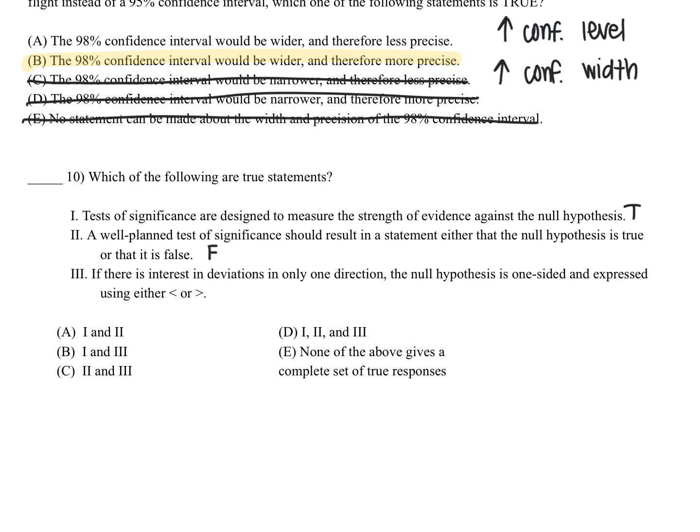There is a typo in statement 3. This should say alternative hypothesis. And this is a true statement. So if you're only interested in one direction, then it's a one-sided hypothesis test, and you either use less than or greater than. So then the one that is correct is B.